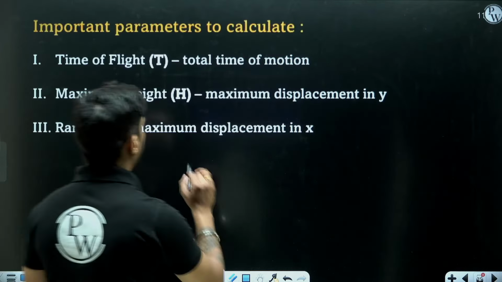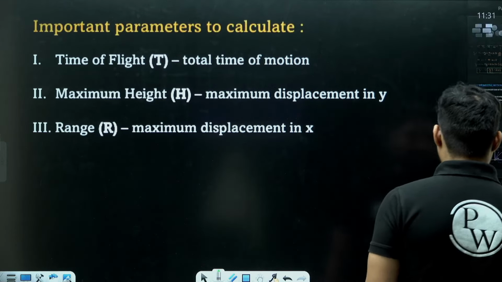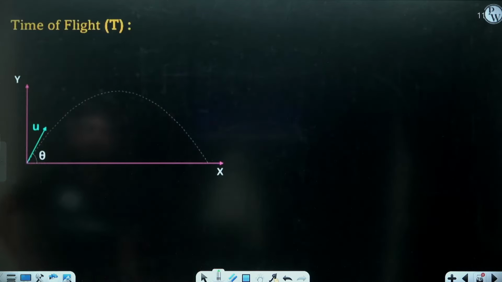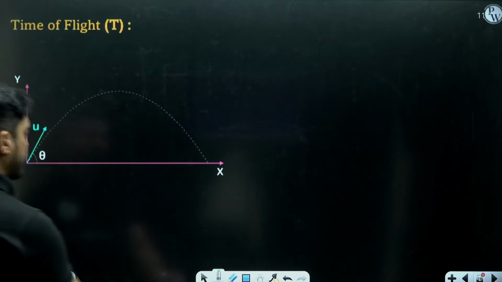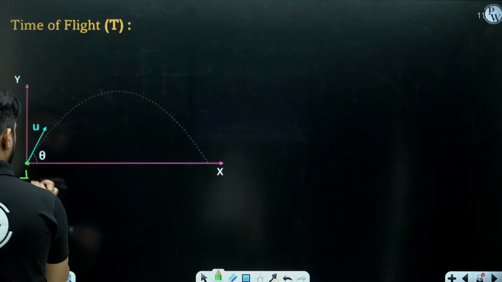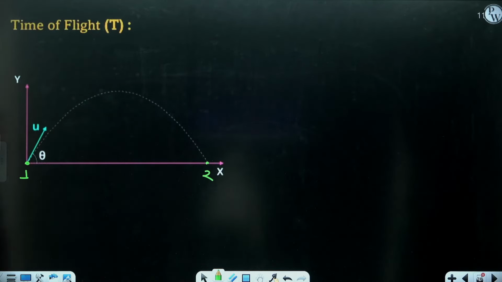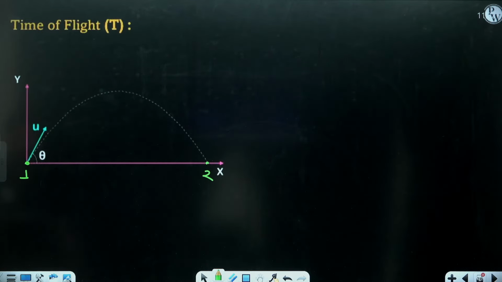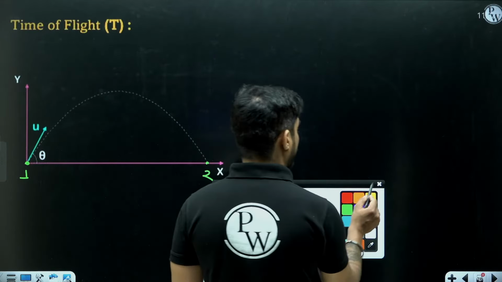Now let's calculate these three parameters, okay? Time of flight, maximum height and range. First of all, we will calculate the time of flight, which is capital T. So how do we find the time of flight? Understand. Let's say this is point number 1, this is the initial position, and this is point number 2, final position. You can see that from 1 to 2, the displacement in y is 0.